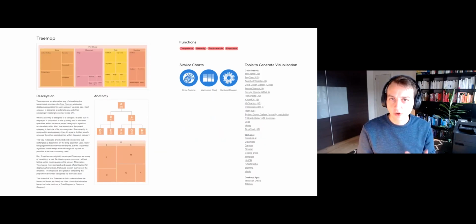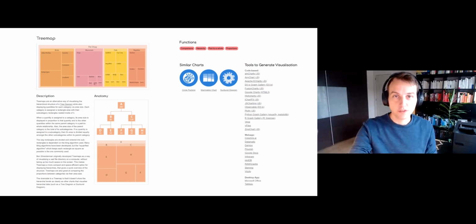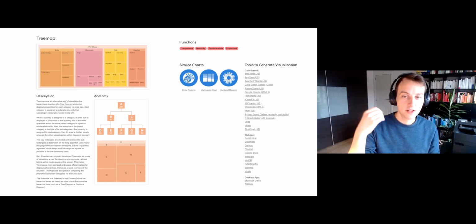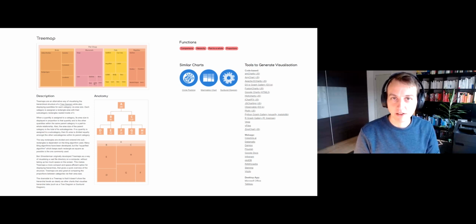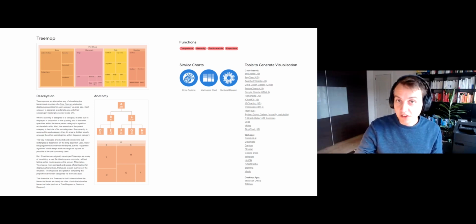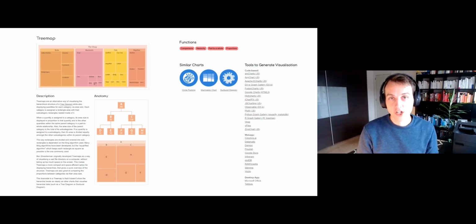And if we click on one of these chart types, you will not only get an example, an explanation of how it works, an overview of the functions, so those are the categories that we discussed earlier. You get some ideas for similar charts, so maybe you're thinking of making a tree map, but with the same data you can probably also make a nice circle packing or Marimekko chart or sunburst diagram. And then what's probably most interesting for most of us is also a list of tools that we can use to generate this specific type of chart.